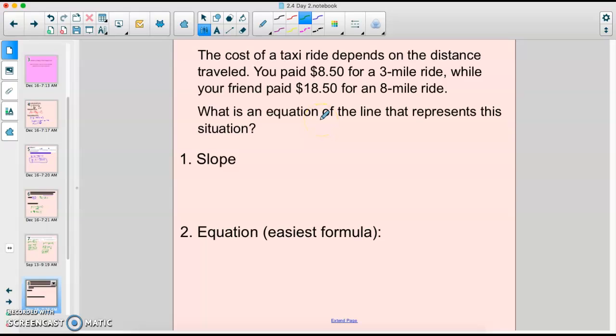Our dependent variable is kind of the y, right? And so which one depends on the other one? Well, how much we paid depends on how long the ride was, right? And so the money is going to be our y value. And so the first coordinate point is going to be for a 3-mile ride, it costs $8.50. Okay, and then for an 8-mile ride, it costs $18.50.